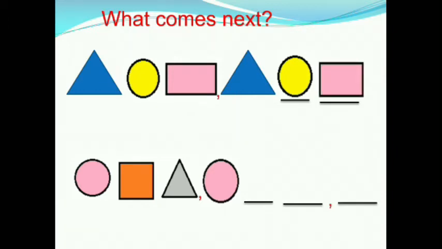Children, see the next question. First we have circle, square and triangle. Now we should repeat this pattern. First they have given circle. After circle, what is there? Yes, square. So we should draw square. After square, what is there? Yes, triangle. So we should draw triangle. After triangle, what is there? Yes, circle. So we should draw circle.